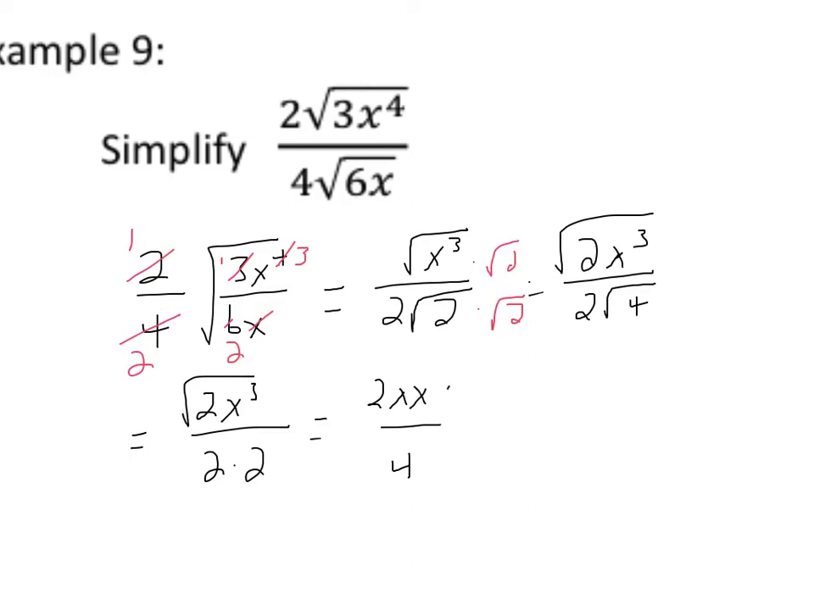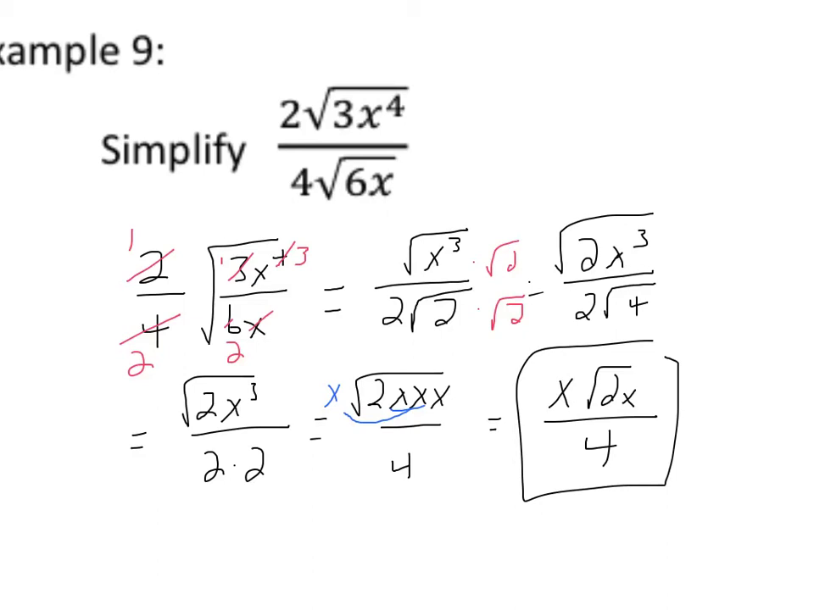And I'm going to look at these x's. There's actually 3 of them, so I should simplify that. There's 2 of them, so I can pull one out. So we have x, and on the inside we have 2x and a 4 in the denominator.